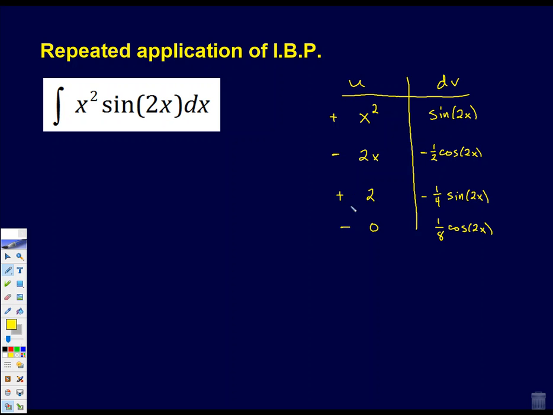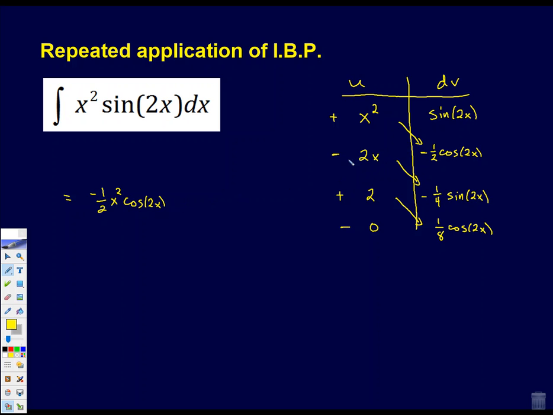Now, the last example basically demonstrated that if I just multiply every u times every v, I'll have everything I need. And so I'm going to claim here that the answer is x squared times negative 1/2 cosine 2x, and I'm going to write it negative 1/2 x squared cosine 2x.